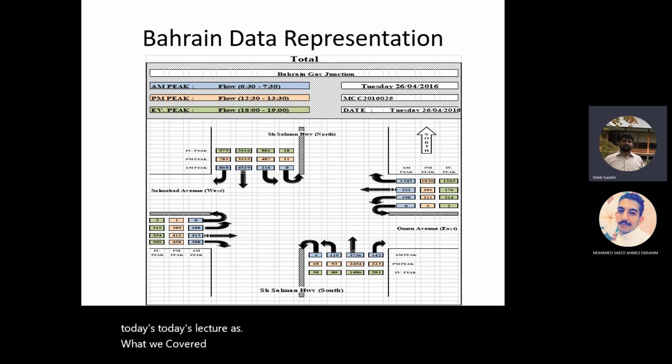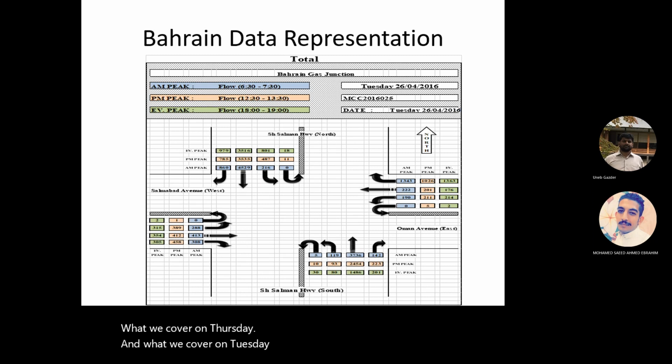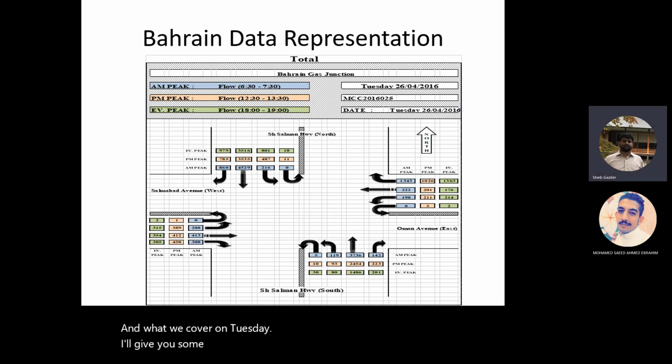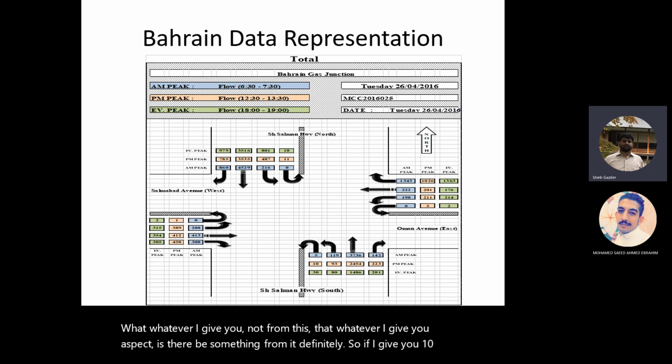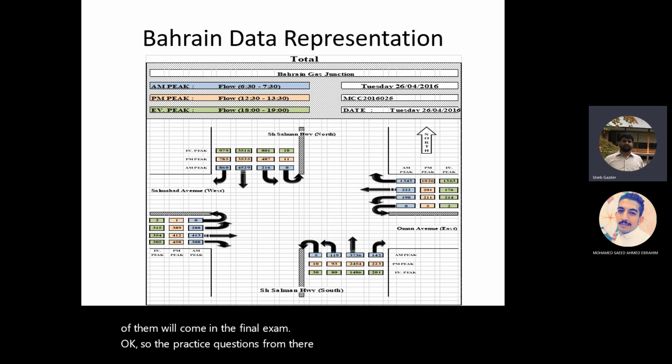What we cover on Thursday and what we cover on Tuesday, I will give you some practice questions from it. Whatever I give you as practice, there will be something from it definitely. If I give you 10 questions, maybe not all 10 will come in the exam, but at least some of them will come in the final exam. I will give you the practice questions when we cover each lecture, so at least you will have some part of the final exam.